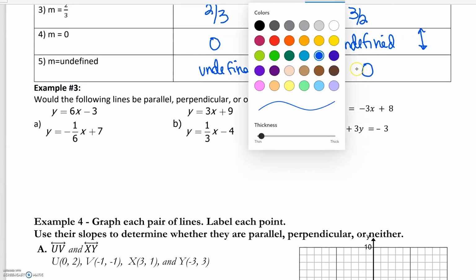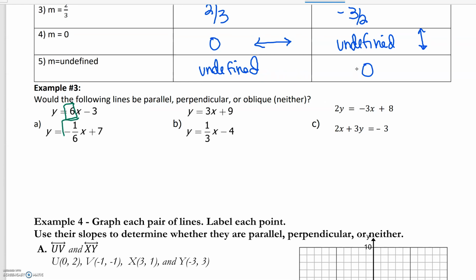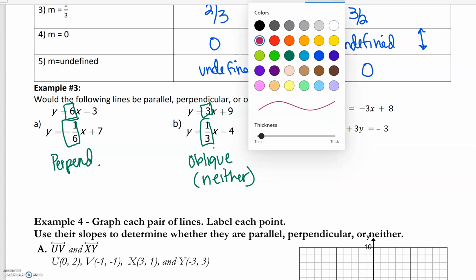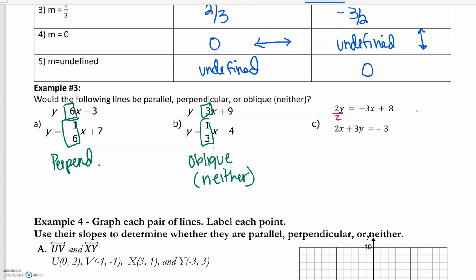So let's look at these and determine if they're parallel, perpendicular, or neither. We're going to look at their slope, 6 and -1 over 6. So they are opposite reciprocals, so they are perpendicular. 3 and 1/3. Well, they are reciprocals, but they're not opposite. So they are oblique or neither. Whatever you want to write there, but oblique means neither.